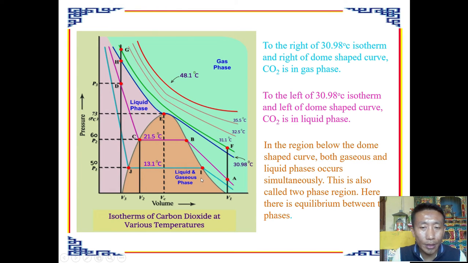Inside the region of this dome, the dome is basically formed from the point where the liquid starts forming until where it has been formed completely. So here we will see in this region both gas as well as liquid. So this phase is also called the two phase region. And in this case, what we will see is both liquid as well as gas are in the equilibrium state.